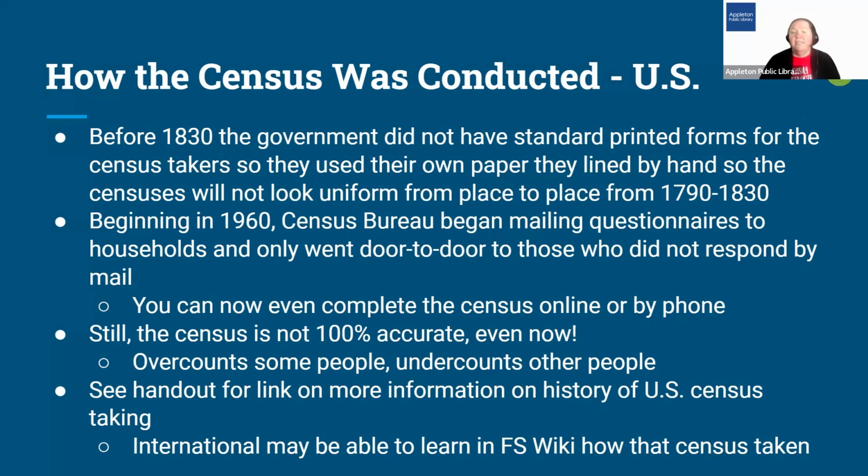Then beginning in 1960, the Census Bureau began mailing questionnaires to houses, and then they only went door to door to people who didn't respond by mail. So that's something that's still true to this day. And you can now even complete the census online or by telephone. Still, even this way, the census is not 100% accurate. There's always going to be overcounting some people or undercounting other people.